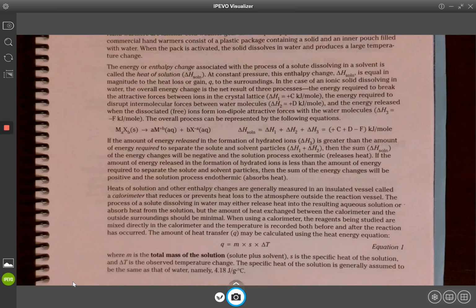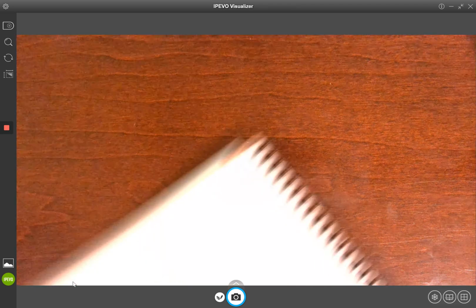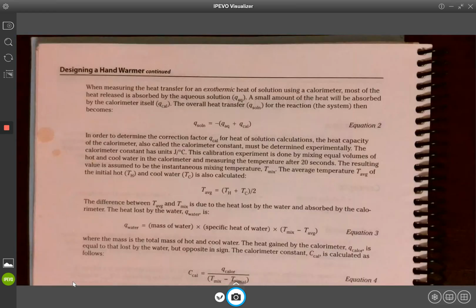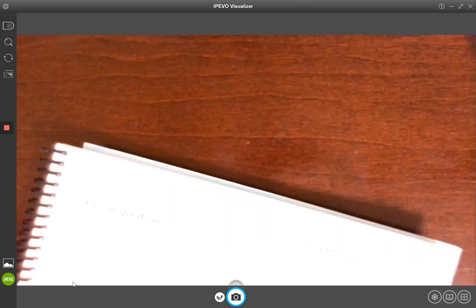So just a reminder, we had these different equations: Q solution, Q of the water, Q from the calorimeter. We had an average temperature. We found the heat capacity of the calorimeter that was included. Okay, so this is a lab we did. So I did not have you answer the integrated question of how these things all relate.